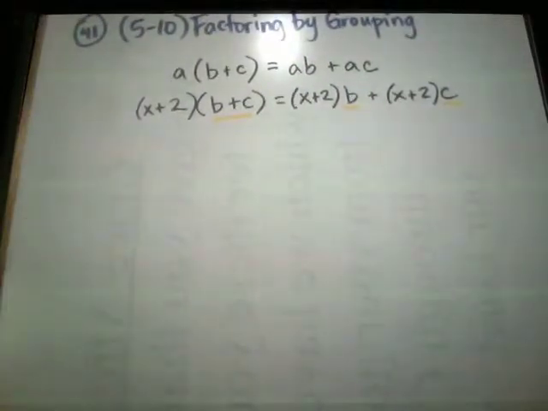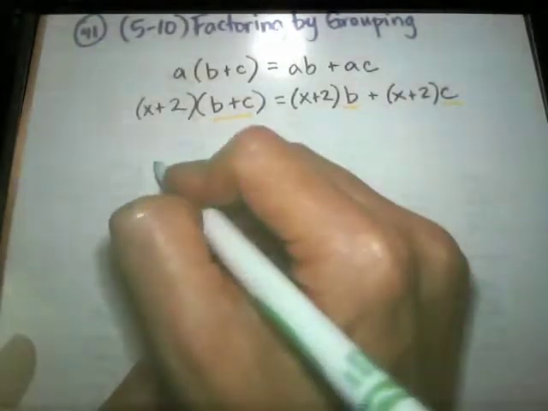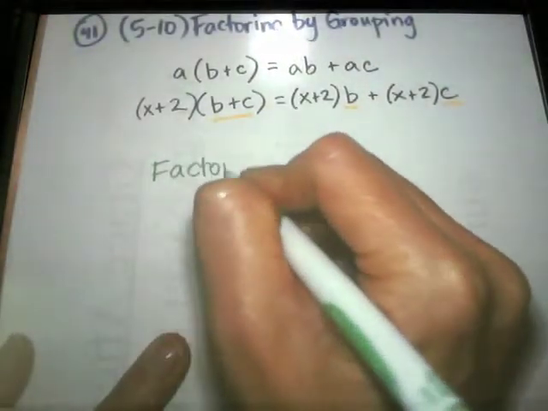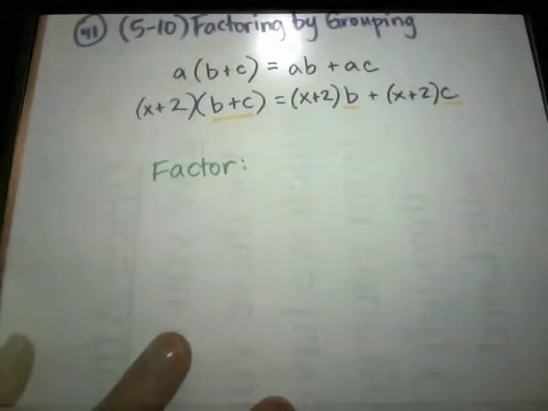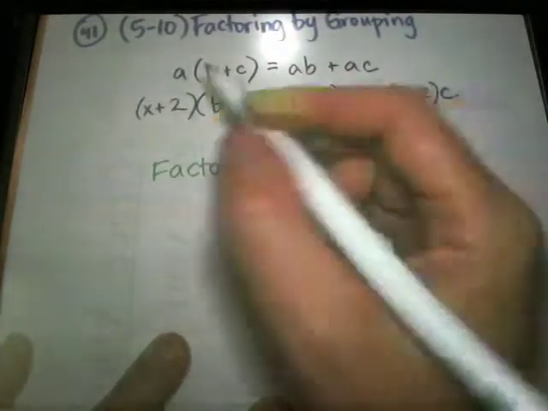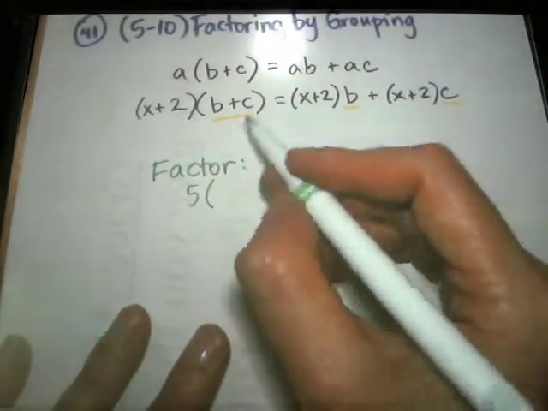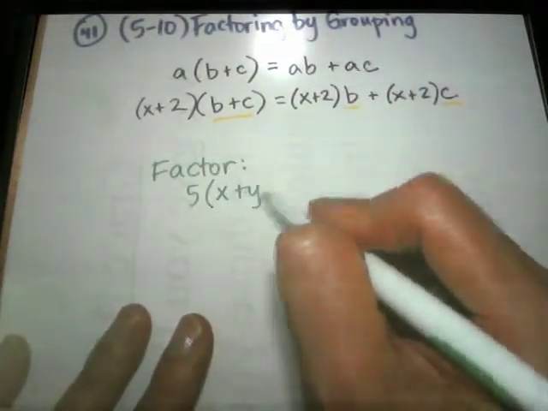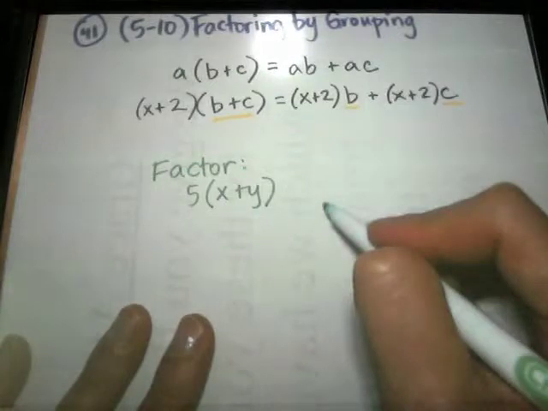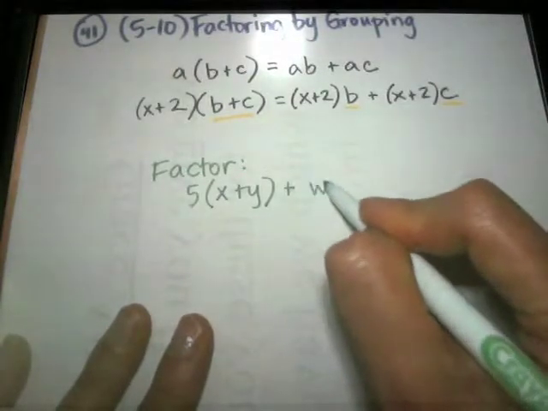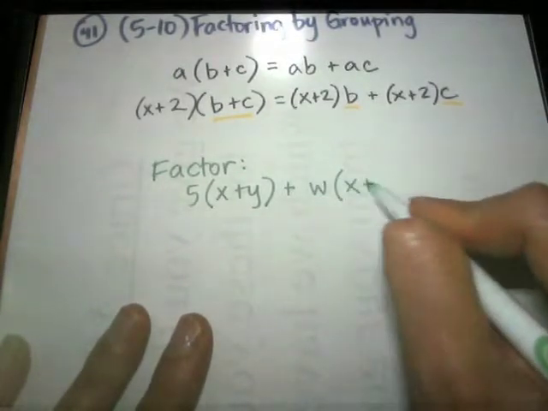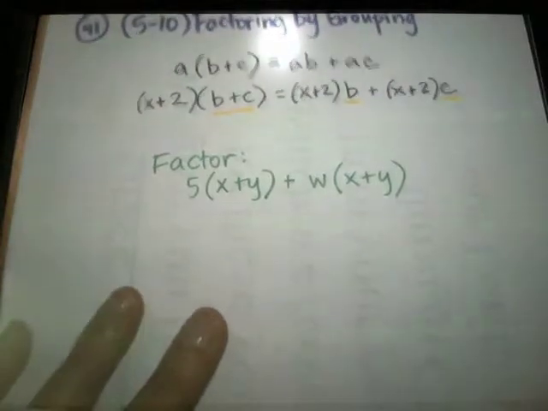Let me show you an example of the kinds of problems you're going to see. First, the directions will say to factor. So the first type of problem you'll see is where it looks kind of like what we just did. For example, 5 times x plus y plus w times x plus y.